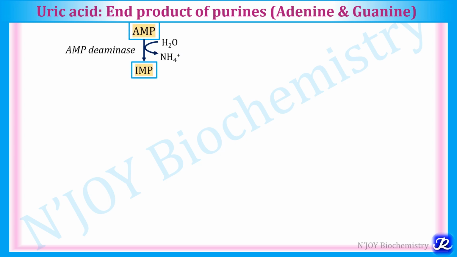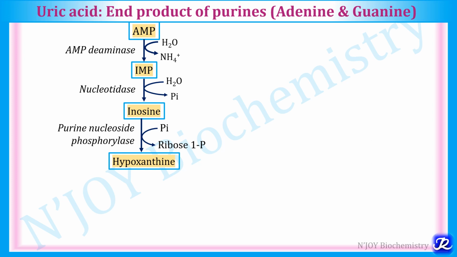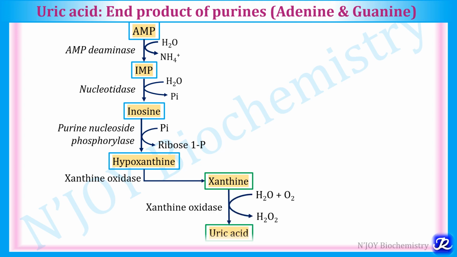Adenosine monophosphate is converted to inosine monophosphate by the action of enzyme adenosine deaminase. So ammonia is released in this reaction. Then this inosine monophosphate is converted to inosine by nucleotidase. Further, this inosine is converted to hypoxanthine by release of ribose 1-phosphate by the action of enzyme purine nucleoside phosphorylase. The next step is catalyzed by xanthine oxidase and there is formation of xanthine from hypoxanthine, and the last step is formation of uric acid by the action of enzyme xanthine oxidase.